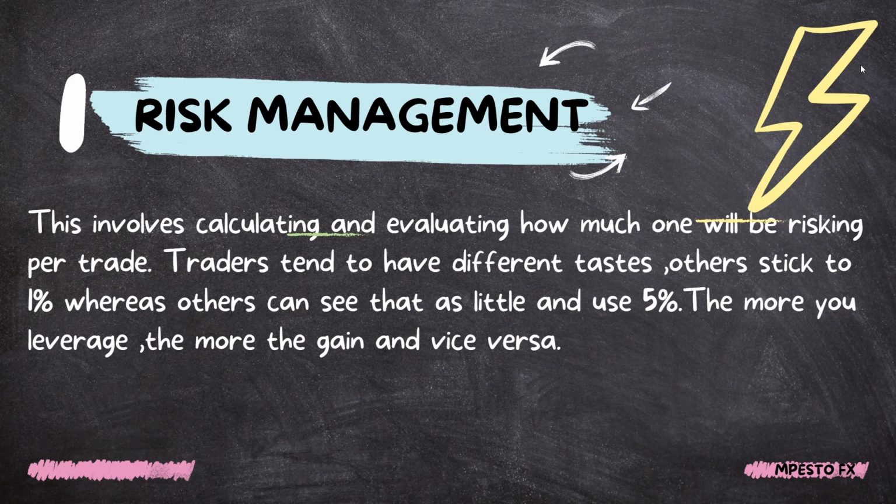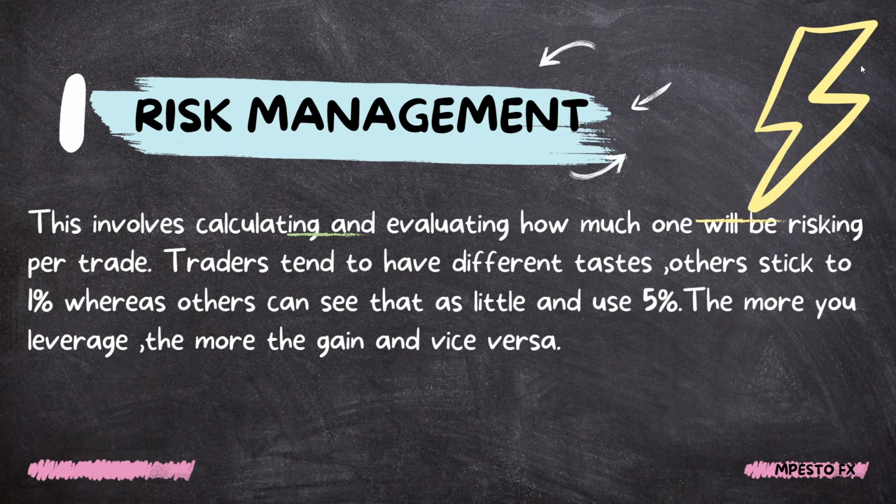Okay, so when it comes to risk management, we are talking about how much a trader is going to be risking to make certain returns. This can also be found in position sizing, whereby a trader can risk 1% of the total capital in his balance in order to make 3%.